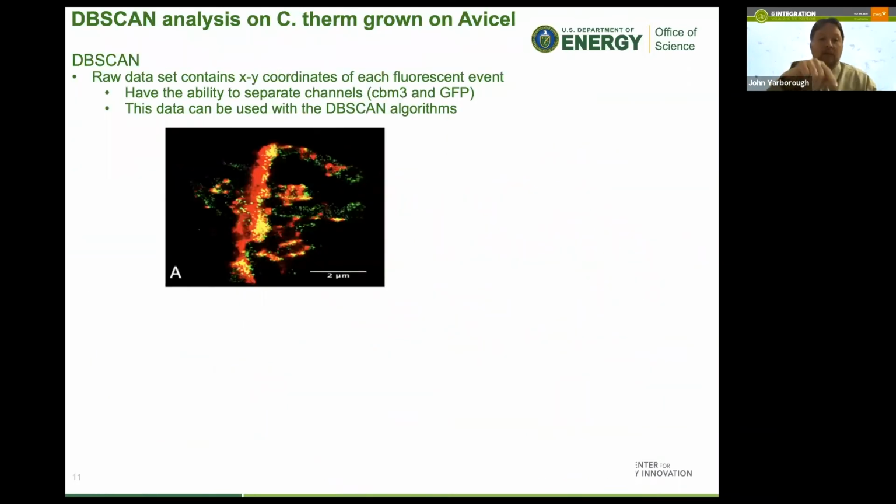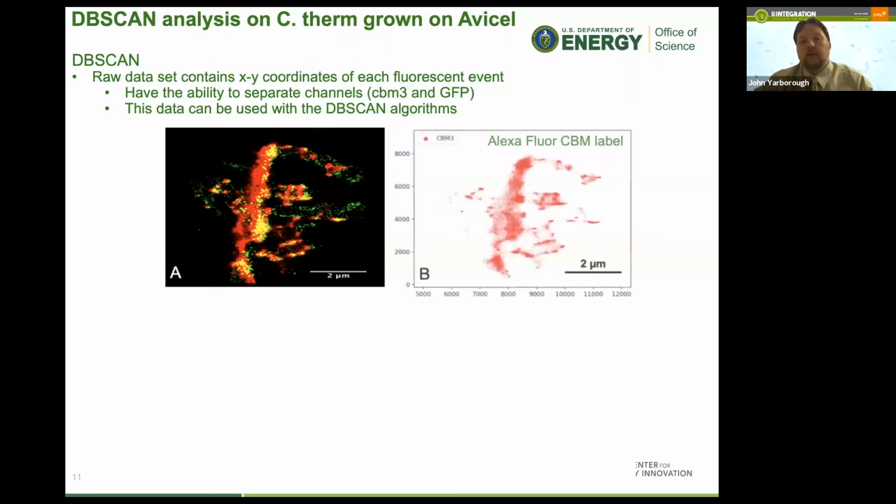So when we go back to that image I just showed of the avicel particle, the beauty of the super high resolution technique is that it actually spits out a raw data file, which gives you the XY coordinates of each fluorescent event. That allows us to separate the CBM3 channel and look at only the fluorescent events associated with the CBM3 and their locations. And what we see in this image is that, yes, we see a greater number of cellulosomes in the area next to the bacterial cell wall as compared to other parts of the avicel.